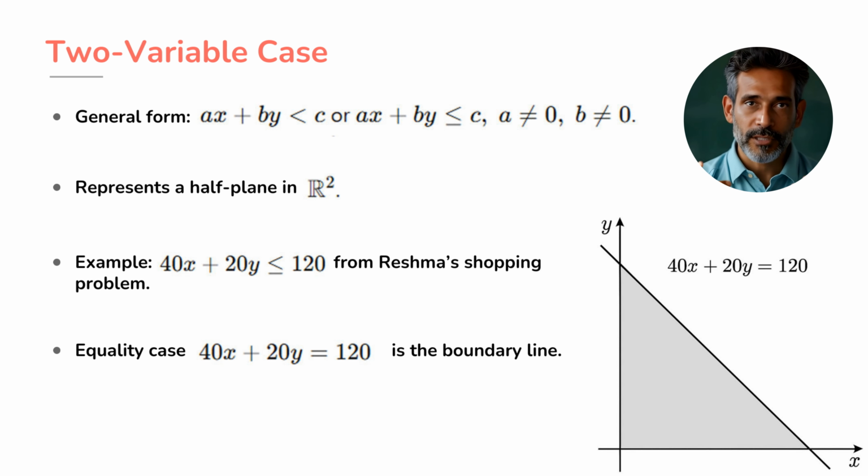Now to two variables. Reshma has 120 rupees. A register costs 40, a pen costs 20. If x is registers and y is pens, then the condition is 40x + 20y ≤ 120. The equality 40x + 20y = 120 is the straight line boundary. The inequality means all points on or below this line are valid. So inequalities in two variables do not give single values, they describe shaded regions or half planes in the coordinate plane.